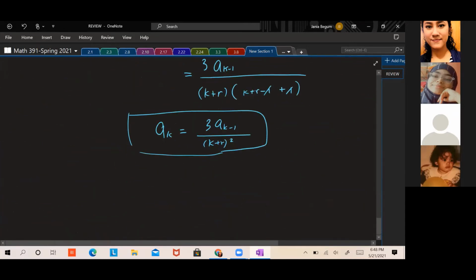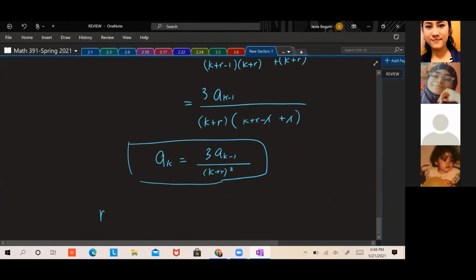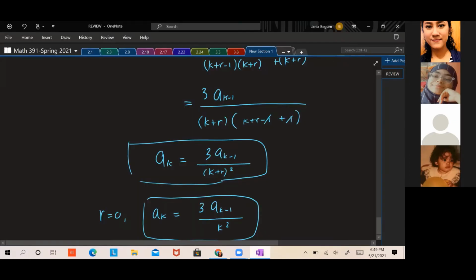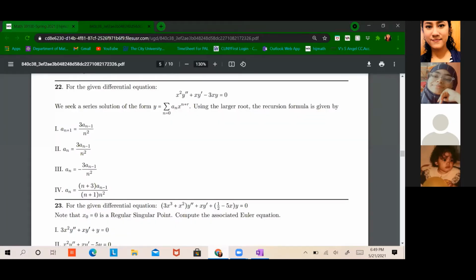See, if I plug in 0 for r, we have a sub k is equal to 3a sub k minus 1 over k squared. That's it. So that will be the recurrence relation. And then let's check. Does it look like any of these? a sub k looks like 2, with k squared on the bottom. Yeah, looks like 2. Okay, cool. So 2 would be the answer.